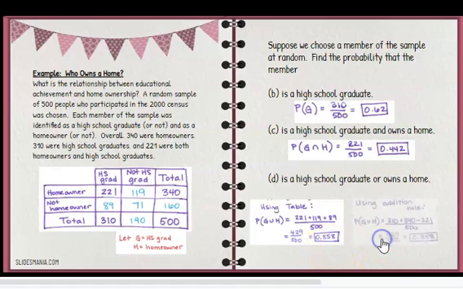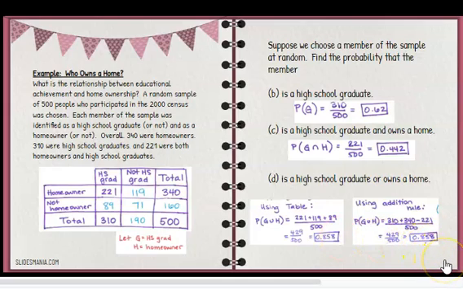Now, if you use the formula, the addition rule, you could do just totals. You could say high school graduate was 310. Homeowner was 340. But then I need to subtract the overlap, the 221. If I don't subtract them, I'm going to come up with a number greater than 1, and I'll know I have it wrong. But I have to subtract the overlap. That's the 221 right there. And I notice I get the same answer either way you work.